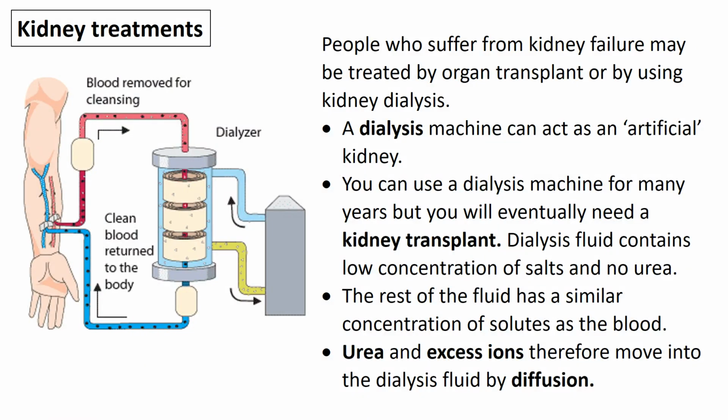Now, if the kidneys go wrong, you can treat it. People who suffer from kidney failure might be treated with an organ transplant or using a dialysis machine. A dialysis machine is an artificial kidney.